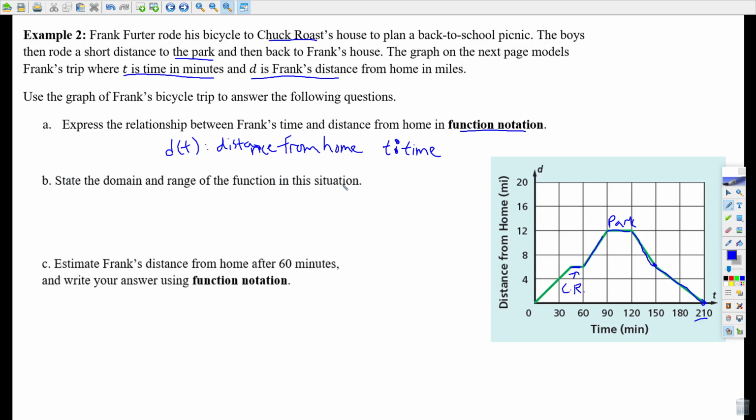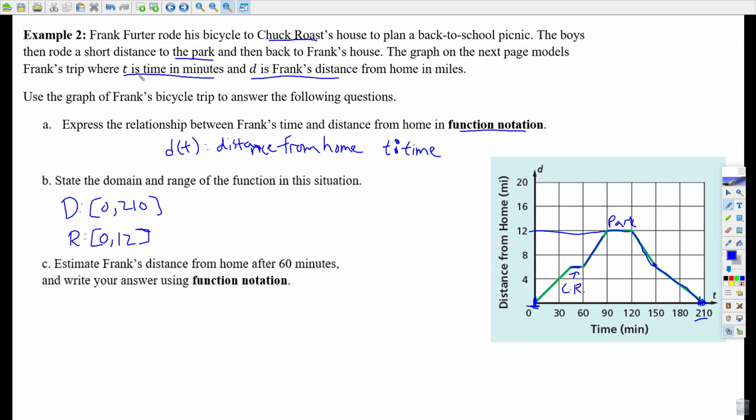State the domain and range of the function. So what's the domain? That's farthest left to farthest right. Looks like it starts at 0 and goes all the way to 210. There are no open circles. So 0 to 210. The range: the lowest point is 0 again. It doesn't go below 0. And the highest point is how many miles? 12. So 0 to 12.